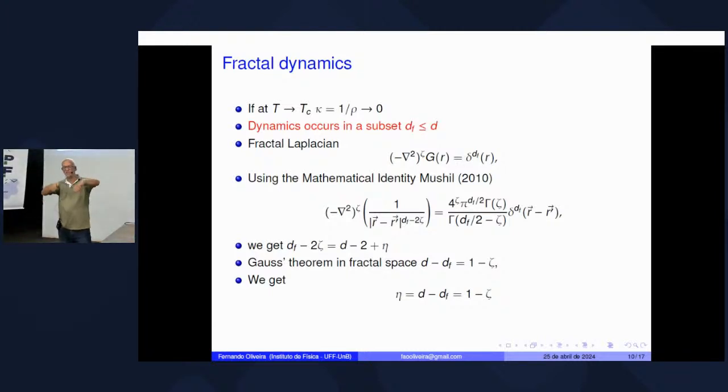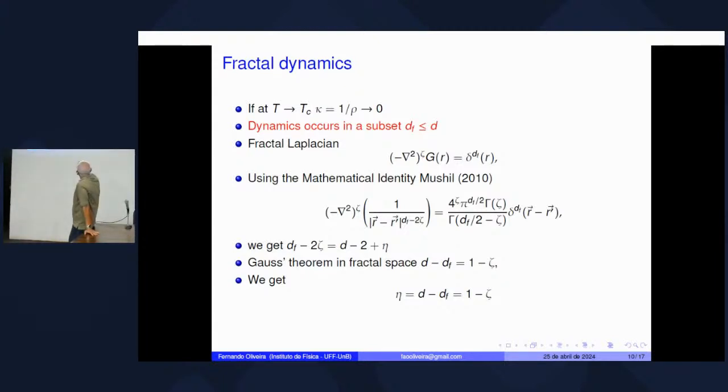So we use the fractional Gauss theorem, and we get that there is a relation between d minus df, which is exactly equal to 1 minus zeta. And we get that the Fisher exponent is exactly the difference between the integer dimension and the fractional dimension.